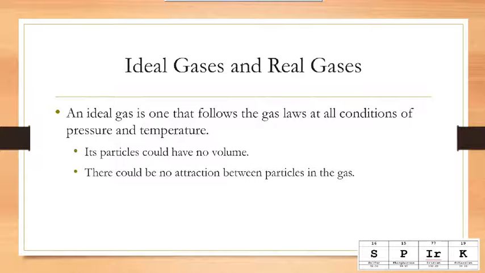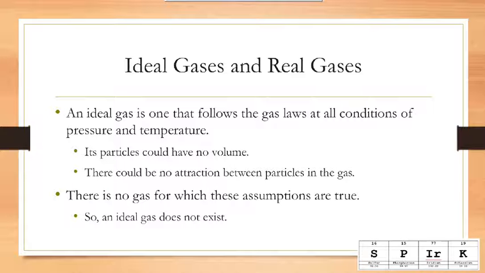So an ideal gas is the one that follows the gas laws at all conditions of pressure and temperature. And its particles could have no volume. There could be no attraction between particles in the gas. So remember, from the kinetic molecular theory, the particles are infinitesimally small. They're so tiny that the individual particles don't really have a volume, but it's their movement that causes a volume. And there could be no attraction between the particles in a gas, which was another statement in our kinetic molecular theory.